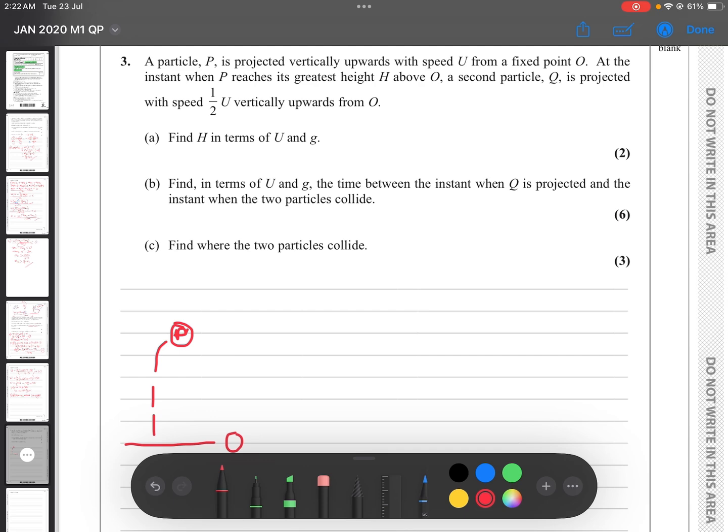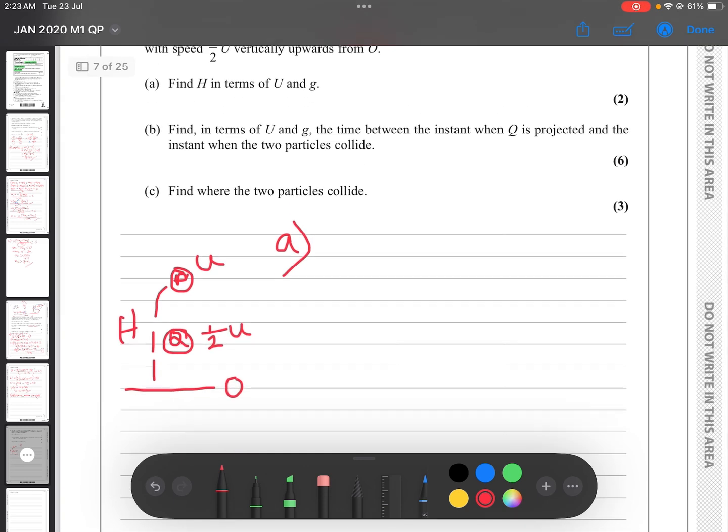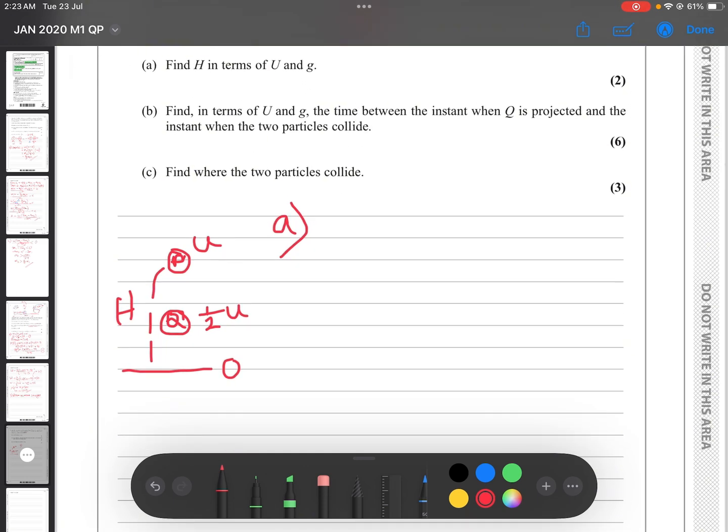It's at its greatest height h. So this part is h, okay? A second particle Q is projected, this has a speed u, remember? And then a second particle Q is launched with a speed half u. Alright. Find h in terms of u and g. Part A. Here come the SUVAT equations. I hope you guys know that.